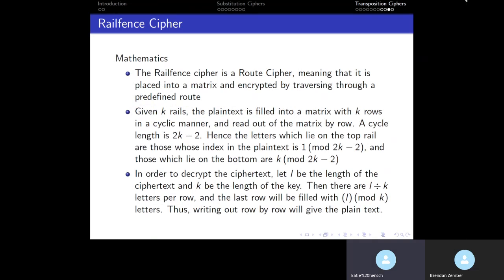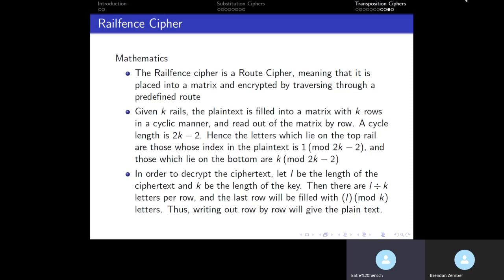Finally, for the math portion, the rail fence cipher is a route cipher, meaning that it is placed into a matrix and encrypted by traversing through a predefined route, as we have shown in the previous slide. Moreover, the plaintext is filled into a matrix with k rows in a cyclic manner and read out of the matrix by row. A cycle length is defined as 2 times the key minus 2.